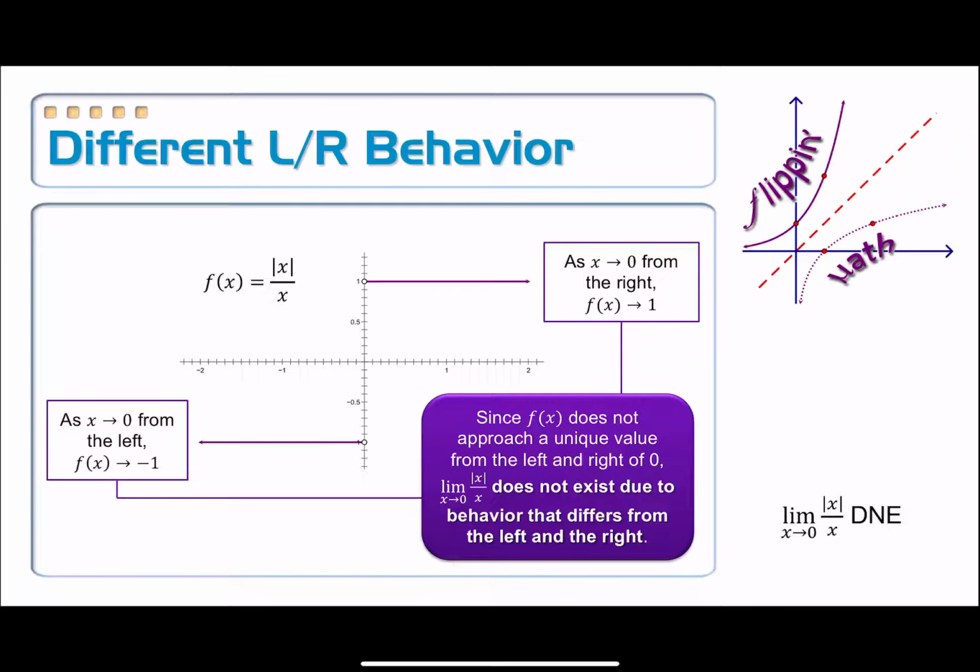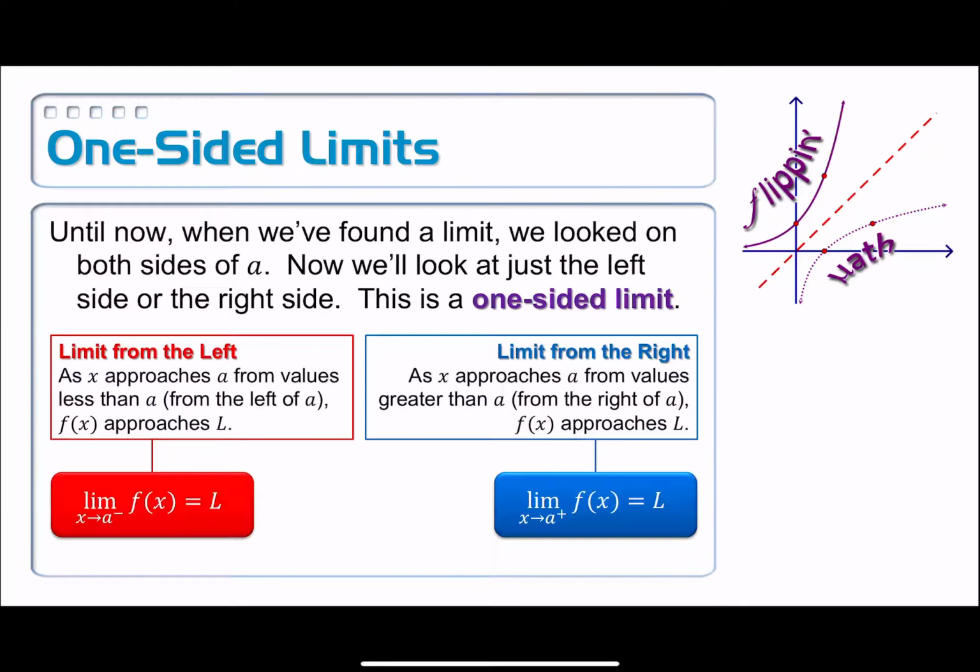Take a deeper dive into different left-right behavior, one of the reasons in which a limit could fail to exist. Up until this point, when we found a limit, we always looked on both sides of a. The reason is that the informal definition said that f of x had to approach a unique value L as x approaches a from either side.